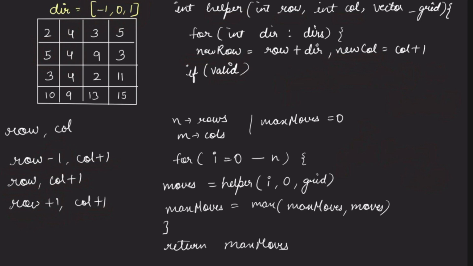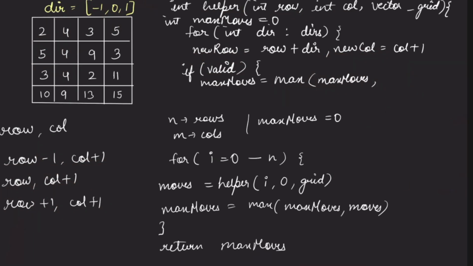So if this is a valid cell, then what we are going to do is update our maximum move, right? So let's suppose here I have taken another variable max moves, right? And initially its value is 0. So inside this, you will update your max moves to the maximum of max moves, comma. Now since we have visited the current cell, which was row comma column, and now we are moving on to new row and new column, the number of moves will be increased by 1, right?